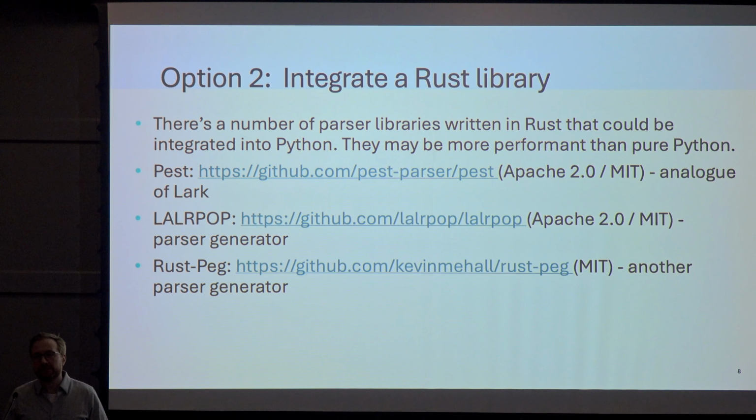So the second option is to take one of the Rust-written libraries and integrate it. There are a number of them at your disposal, but it would require the overhead of integrating this into Python, creating a package, creating a deployment pipeline that would package it and integrate with the Python project, and so on and so on.